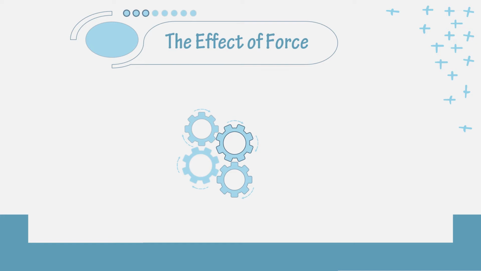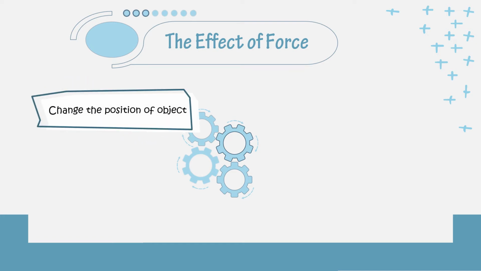Next is the effect of force. Force not only affects the change in speed, but there are several other things that arise as a result of the force effect. First is change the position of object. For example, when we put the eraser in position A and then we push or pull the eraser until the eraser moves to the position of B, so the position is changed, right? So therefore, force affects position.